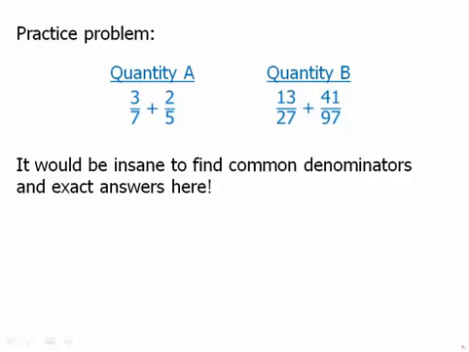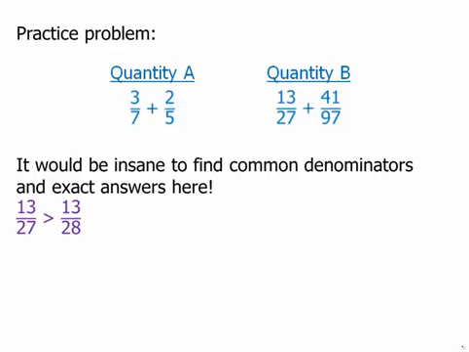Think about it this way. Look at that first fraction in quantity A and the first fraction in quantity B. Let's look at that fraction 13 over 27. Well, certainly, if we make the denominator bigger, that makes the fraction smaller. So 13 over 27 has to be greater than 13 over 28. Well, if we make the numerator smaller, that makes the fraction even smaller. So 12 over 28. Well, 12 over 28 simplifies to 3/7. So this tells us that 13 over 27 is larger than 3/7. So that piece is bigger.